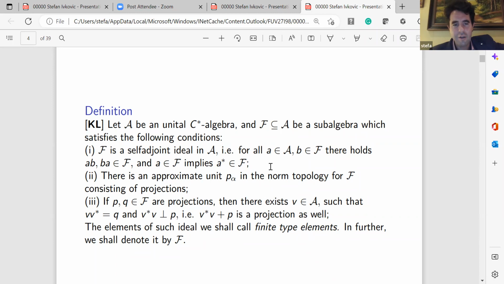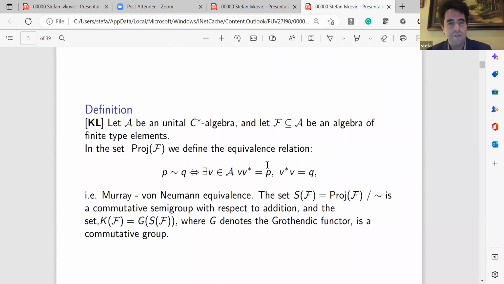And then we also have this equivalence relation for the projections belonging to this ideal. And it is a Murray von Neumann equivalence. Actually, the problem is that I copy-pasted the definition from this paper by Keckic Lazovic, and now I see that here we should not have F, we should actually have the whole A, because this relation can be defined for arbitrary projections in A, not only for finite projections, but we only need it for this finite case. So we recall what is Murray von Neumann equivalence. This means that there should exist a V in A such that V star V is P and V V star is Q. And then if you consider this set, you can divide by this equivalence relation and obtain a quotient set, which is a commutative semigroup with respect to addition. And then they build a K-group by applying this Grothendieck functor. And they need the K-group for the index, as I said.